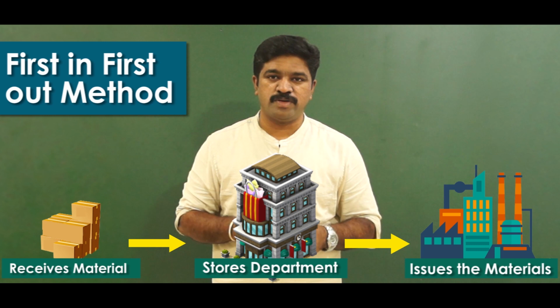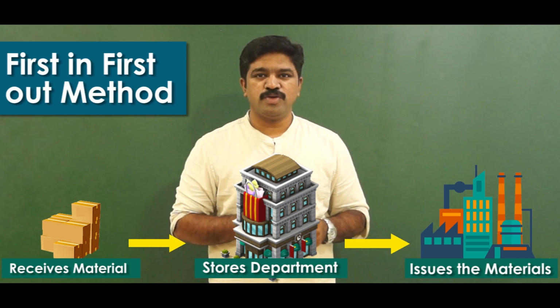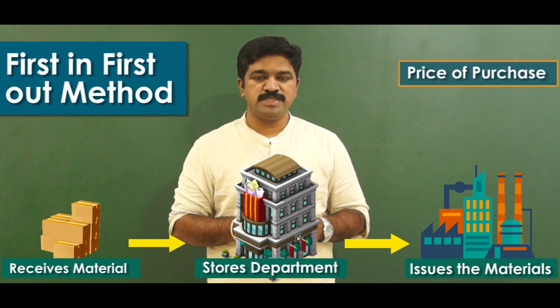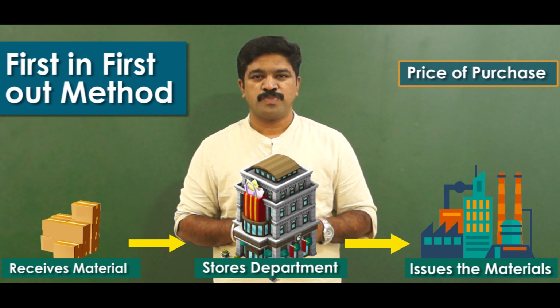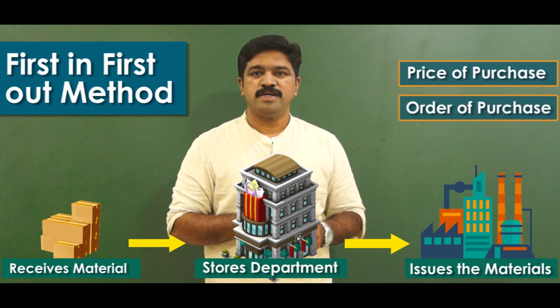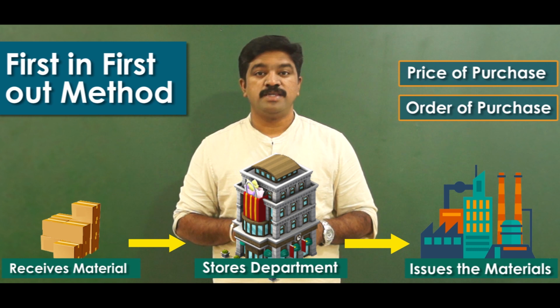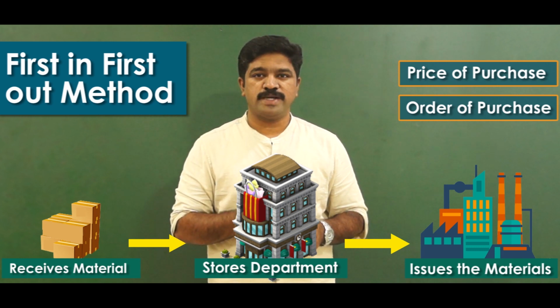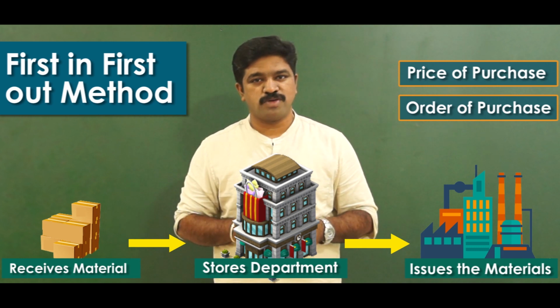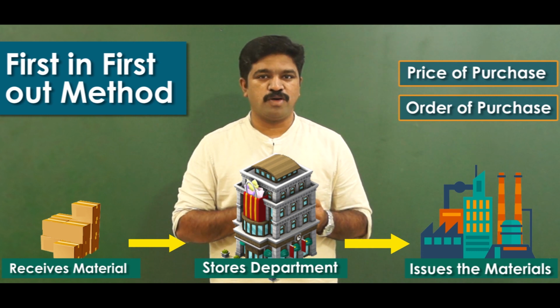has to be valued. If materials are issued for production at the price at which they are purchased, or say in the order in which they are purchased, then that method of pricing the issue of materials is called the first in, first out method.